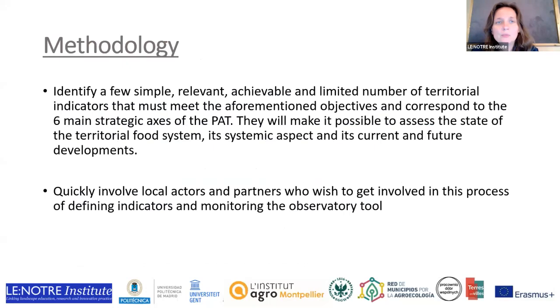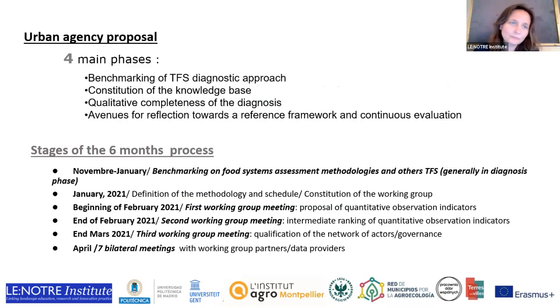The methodology was pretty simple because we didn't have many examples, so we stuck to identifying a few simple, relevant, achievable, and limited number of territorial indicators that must meet the objectives and correspond to the 6 main strategic axes, and involve local partners, and so legitimize the local network. So the process that I coordinated lasted 6 months, from November 2020 until April 2021, and these are the main phases of the process. Starting with the benchmarking of existing methodologies of evaluation of strategies, consulting other food strategies on the French territory.